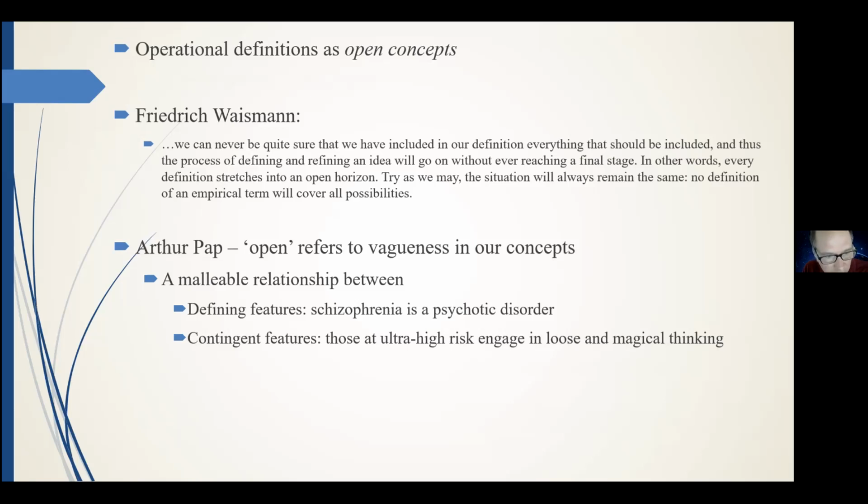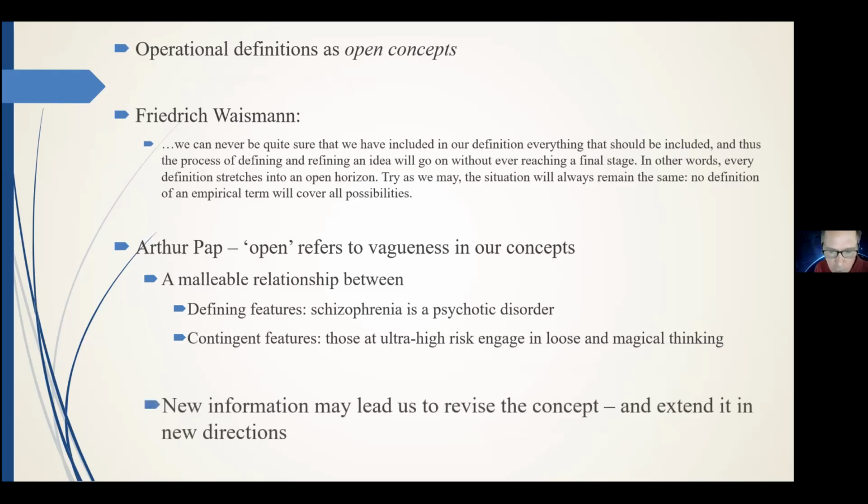And so, one of the things Papp is doing here when he says there's a malleable relationship between defining features and contingent features is an early distinction. It's an early rejection of the analytic-synthetic distinction. Very complicated, but this is kind of the beginning of the end of the importance of scientific conventionalism in the philosophy of science, the rejection of the analytic-synthetic distinction. And so what Papp is going to say is that new information may always lead us to revise the concept and extend it in different directions.